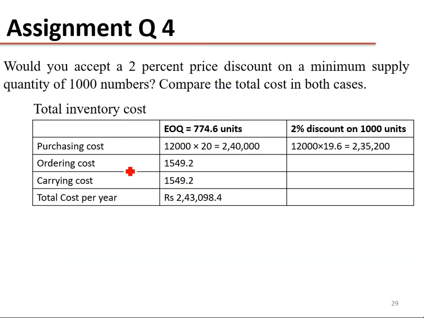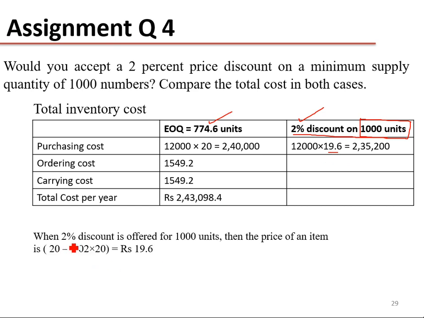Next I am going to discuss with you the 2% discount on 1000 units. That means if I order more than this and keep the number of units in a single order at 1000, I am going to pay 2% less. And how do we get this? When the 2% discount is offered for 1000 units, the price for an item is going to be 19.6 rupees.